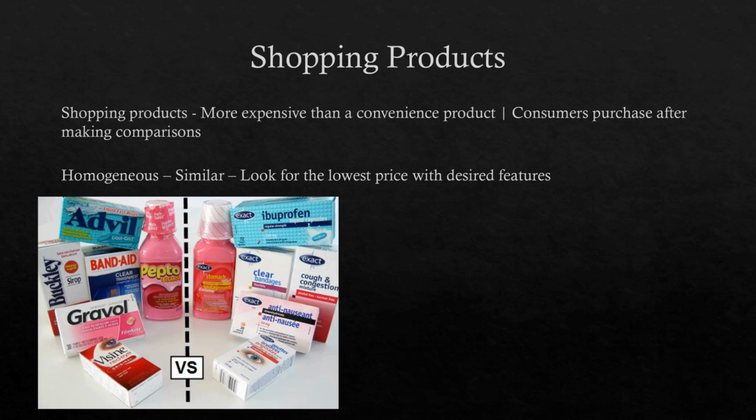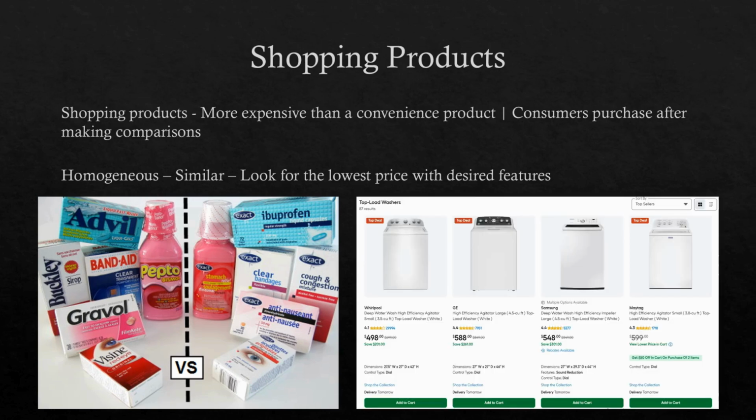Looking at these two different brands, Advil and ibuprofen are going to have the exact same features. They are going to be the exact same makeup. Pepto-Bismol and stomach relief, again, are going to be the exact same product. By law, they must be. In this case, these products are not just similar, they're the exact same thing, just marketed under two different brand names. Another great example of a homogeneous shopping product is a washing machine.